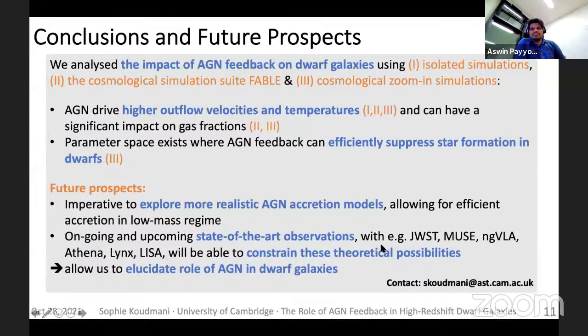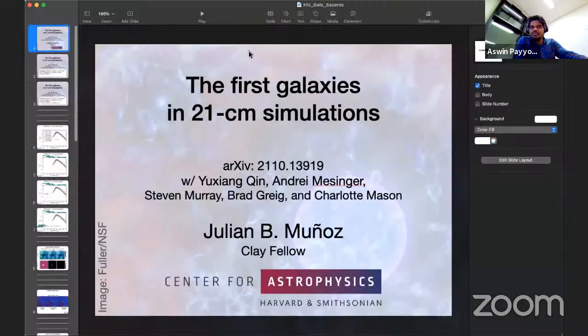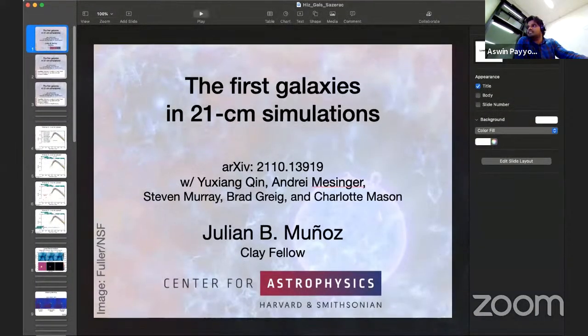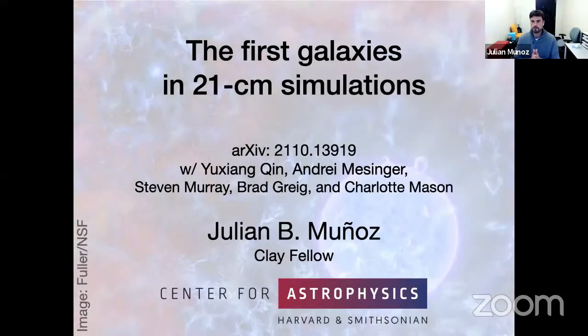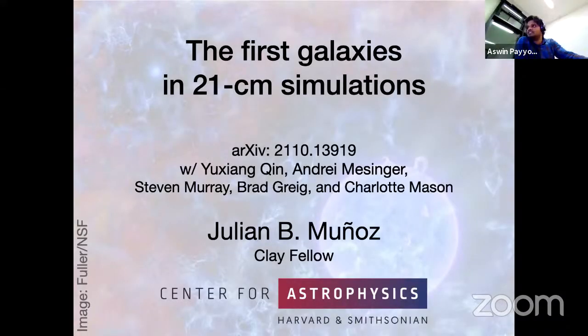Thanks, Sophie. We've run out of time, so you would probably have to take all your questions on Slack. Please do answer them. Thanks. Okay, so our last speaker of the SIP is Julian Munoz. Julian, are you ready? Yes. So Julian will talk to us about the first galaxies in 21 centimeter simulations. Okay, take it from here, Julian.